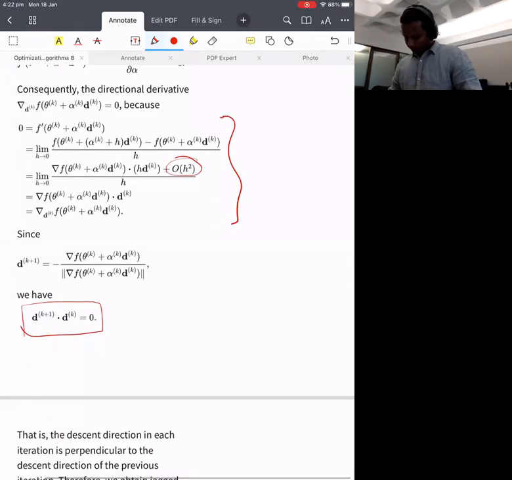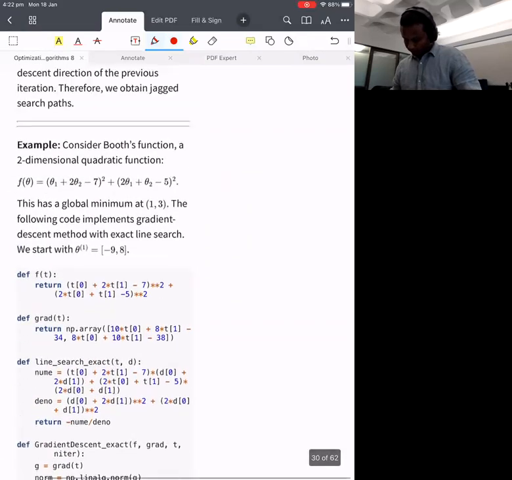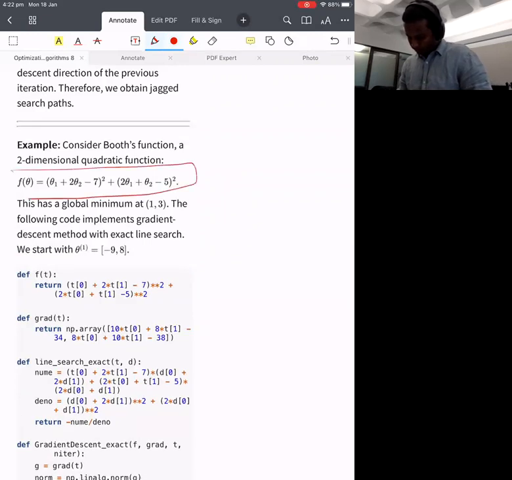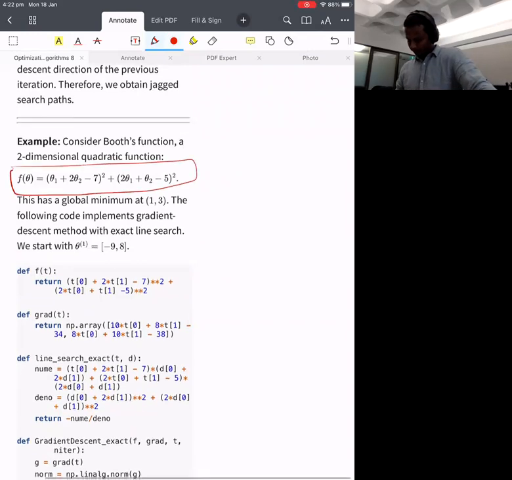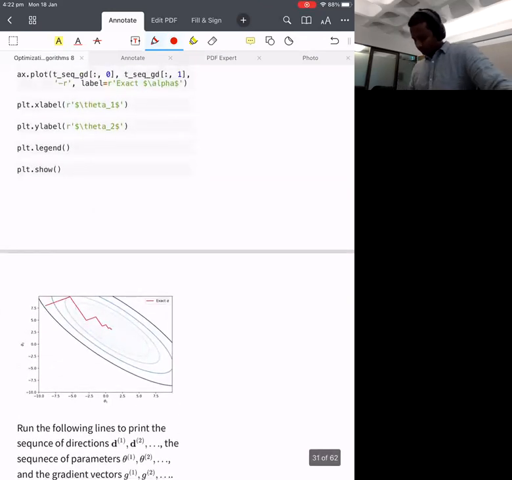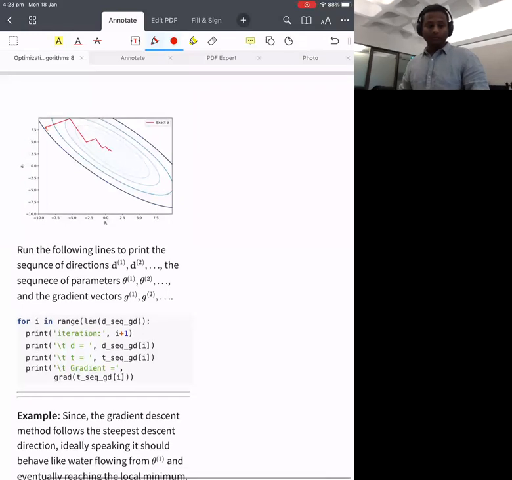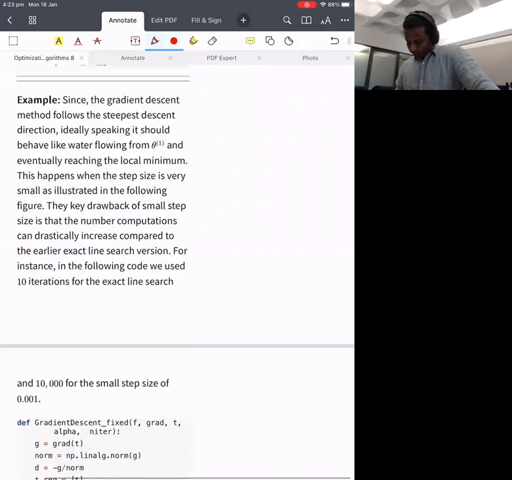Okay, so you end up seeing a zigzag pattern if you use this. And let's look at an example where I have taken a function called the Booth function. This is one of the test functions used in optimization, and I have run a simulation. You can see that for gradient descent, where I used exact line search and started here, we ended up seeing a zigzag pattern, and it converges. It takes around 10 iterations to converge for this simple case.